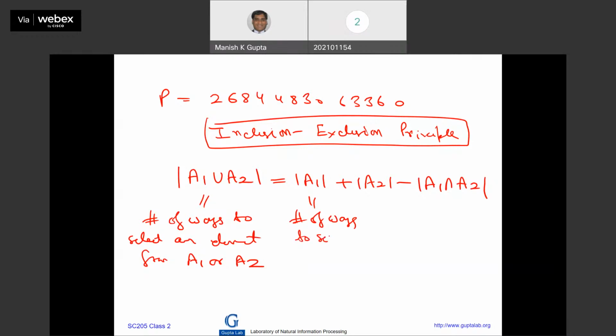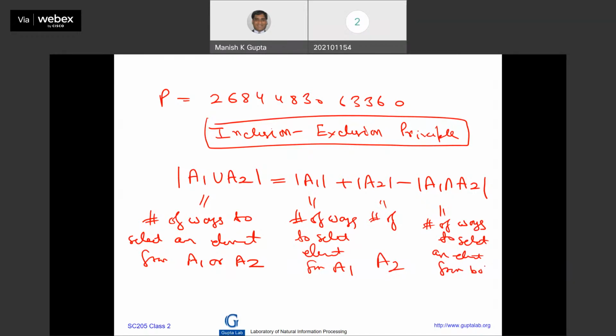This is number of ways to select an element from A1. This is number of ways to select an element from A2, and this is number of ways to select an element from both A1 and A2. This is the inclusion exclusion principle, something very common again.